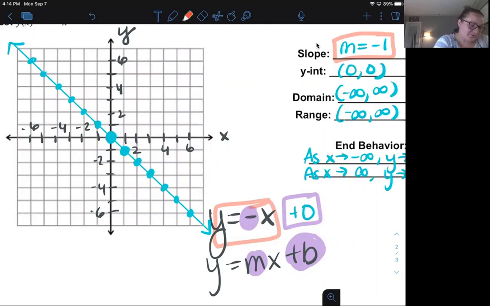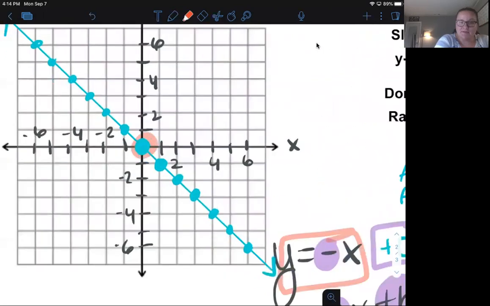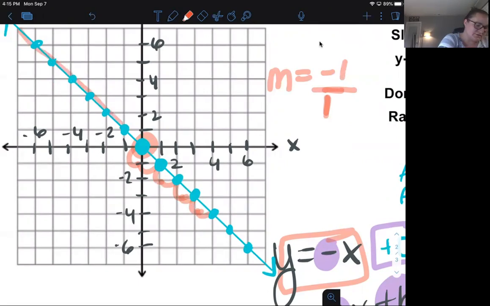When I graphed it, the first thing I graphed was my y-intercept, 0, 0. Then for my slope, because it's -1, and technically -1 is over 1, my rise would be down 1, and my run would be 1. So I went down 1 over 1, down 1 over 1, and so on. It started to form the shape of this line. Then I just connected all of my points, and I've graphed my line. I made sure that my line went across the entire coordinate plane.